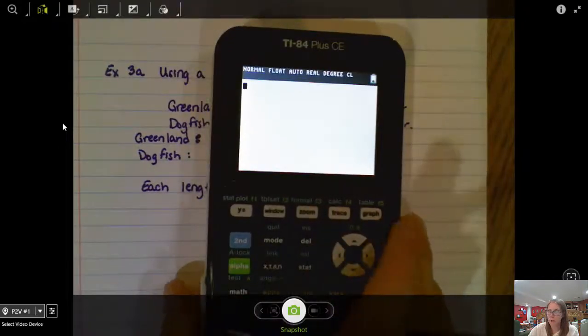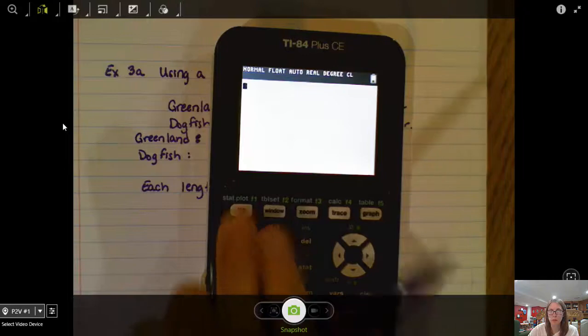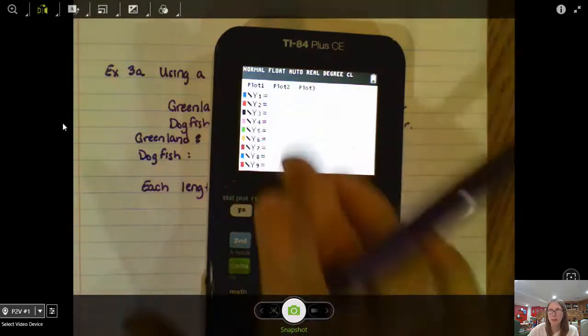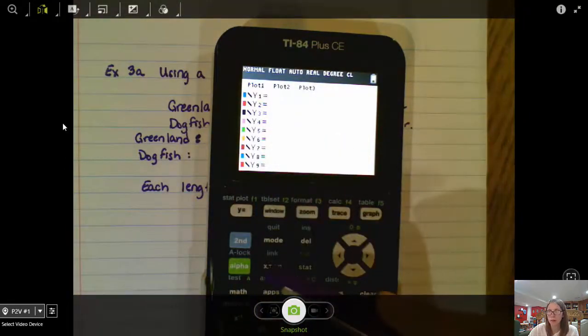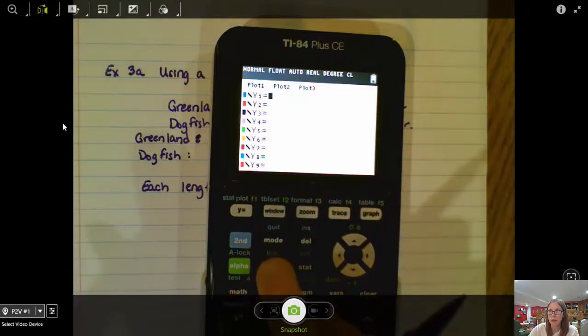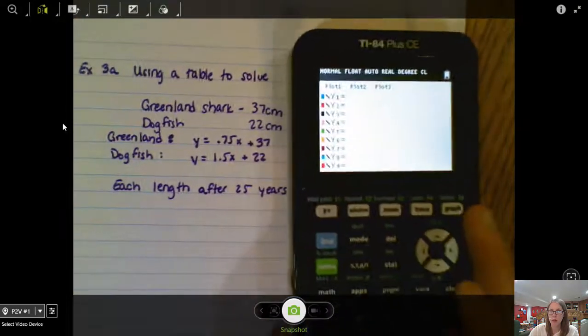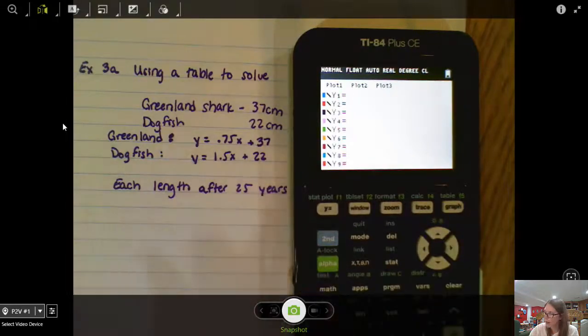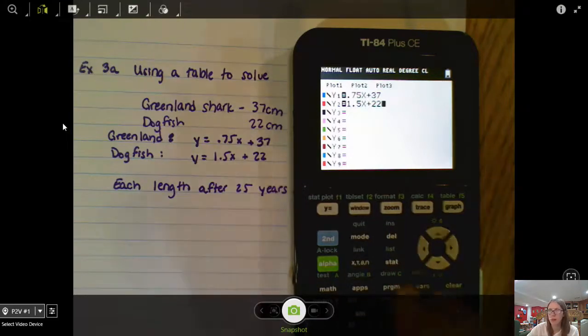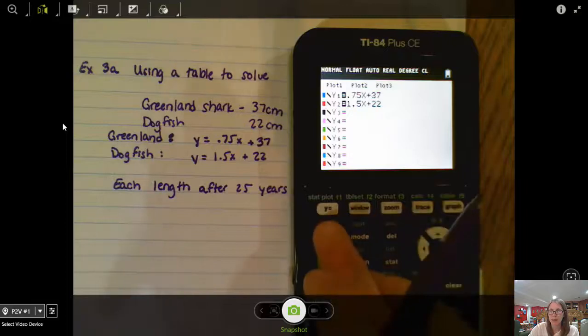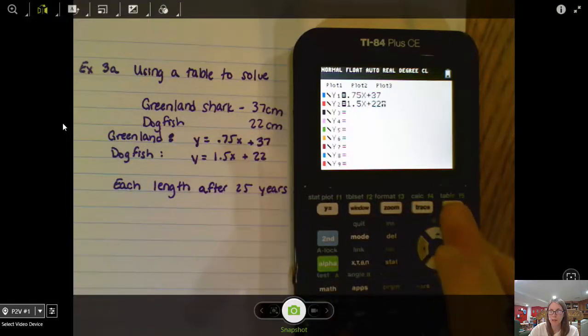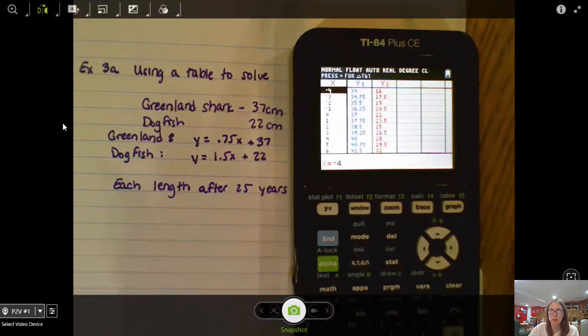So on your calculator, go to y equals, and type in each equation. If you don't remember, this button right here is what we push to get the x. So our first equation for our Greenland shark is 0.75x plus 37. And then our dogfish shark is 1.5x plus 22. To get to my table, I hit second, graph, see how it says table in the blue, and we get this table.